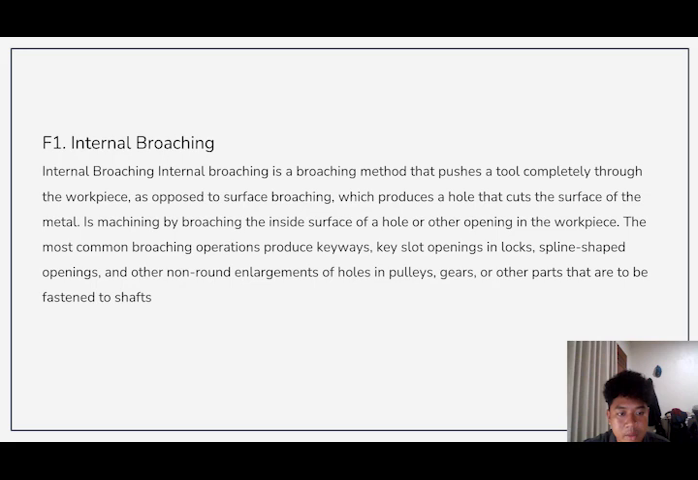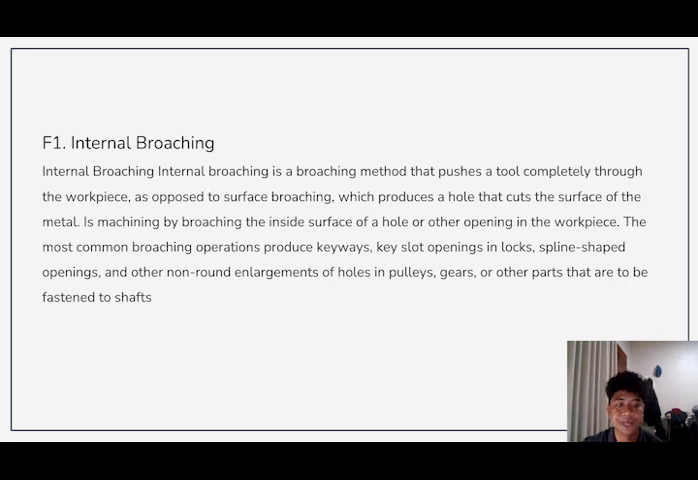First one from broaching is internal broaching. It is a broaching method that pushes a tool completely through the workpiece, as opposed to surface broaching, which cuts the surface of the metal. It is machining by broaching the inside surface of a hole or other opening in the workpiece. The most common broaching operations produce keyways, key slot openings, locks, spline shape openings, and other non-round arrangements of holes in pulleys, gears, or other parts that are to be fastened to a shaft.